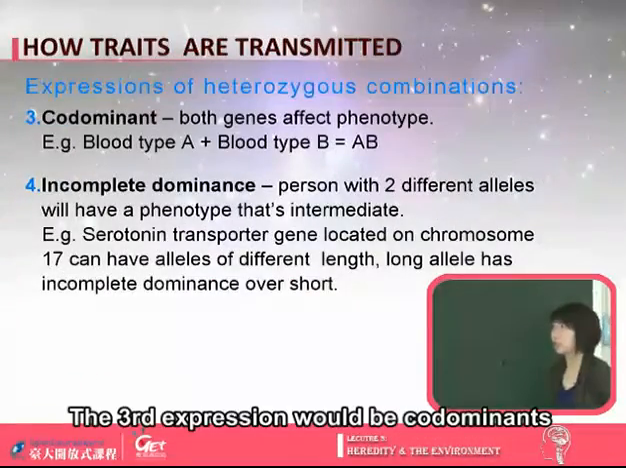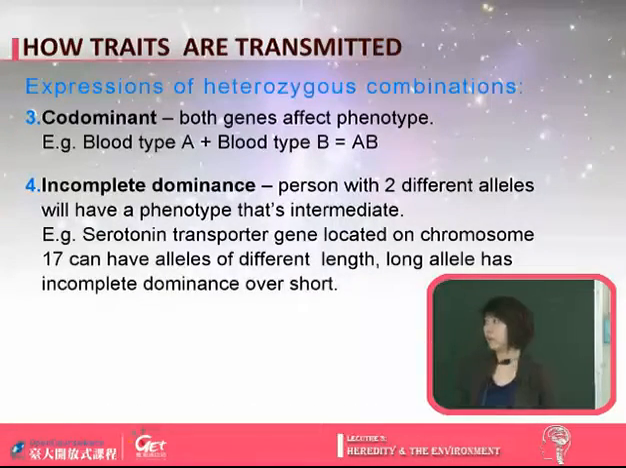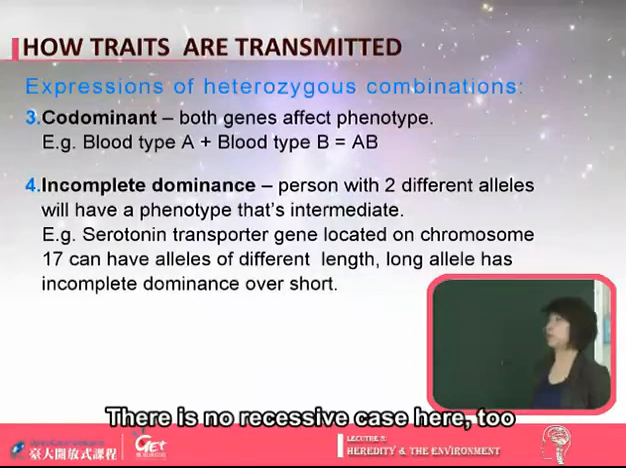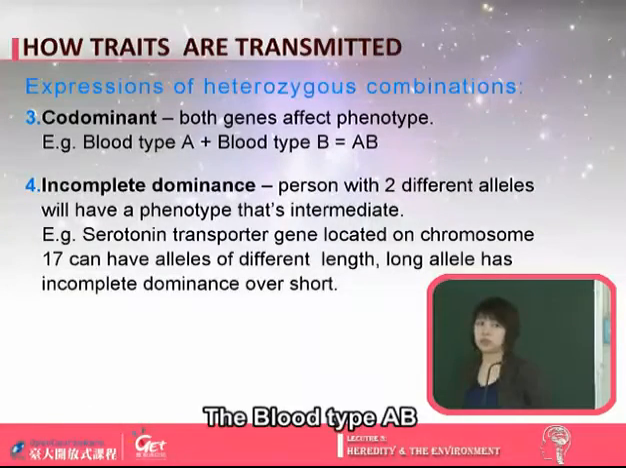The third expression would be codominance. That is, both genes affect the phenotype. Okay, one doesn't dominate the other. There's no recessive case here too. So for example, people with blood type A and blood type B combinations would simply have the blood type AB.